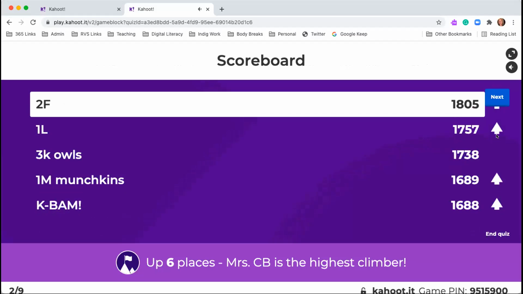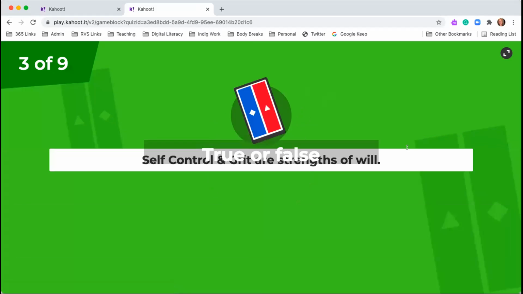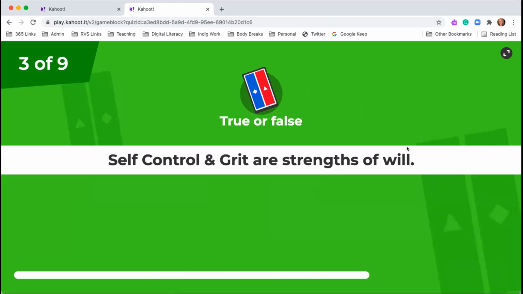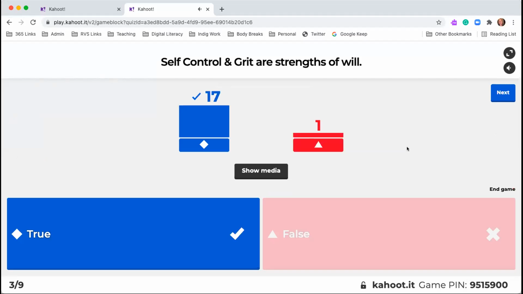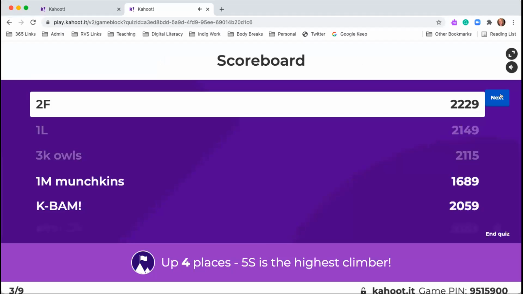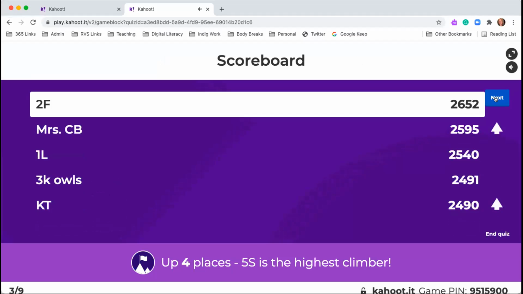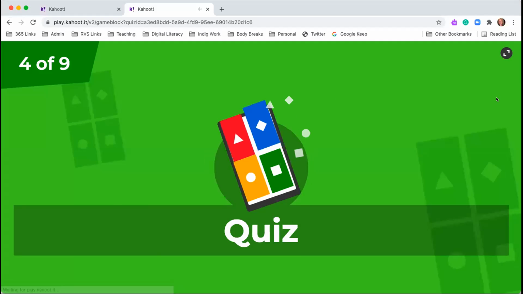Oh, 2F is in the lead. Woohoo! Followed by 1L and 3K and 1M, munchkins. True or false, self-control and grit are strengths of will. So that's your brain. Is that true? We have to really think about self-control and grit. Oh, yes. It's true. Here we go. Oh, wow. We got some new people coming up.